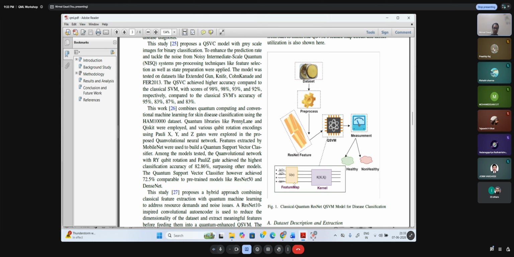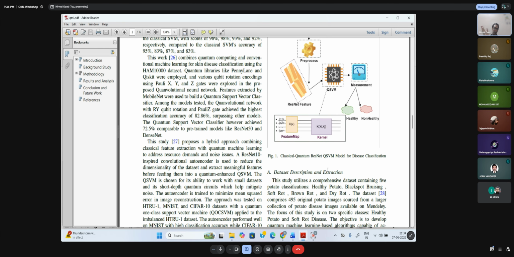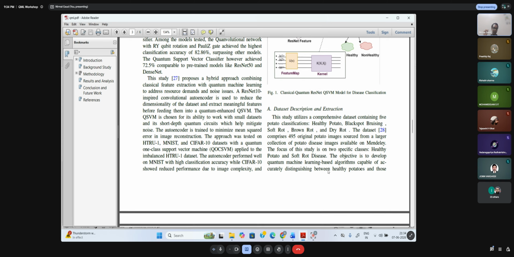In QSVM, we have the feature map. The feature map will be passed to whom? The unitary circuit, the unitary component. In PennyLane also we were doing the same thing. Here we have ZZ and poly; there we had phase embedding, entanglement and poly. Then it is given to the kernel. Kernel is for classification, because support vector machine works on kernel only. Later on, they are converted into measurements, and here are the results, healthy and so on. This is the architecture: a ResNet-inspired quantum support vector machine classifier model for disease classification.